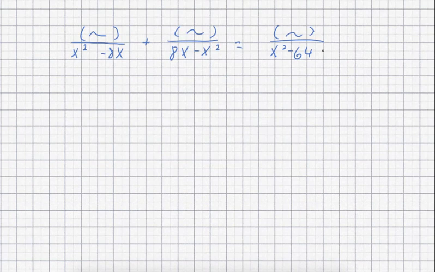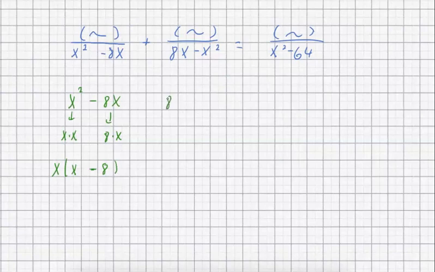Okay, so the first one, x times x. Yeah, so let me write it here. The first one is x times x, correct? 8, then 8 times x. So it would be x on the outside. And then x minus 8. Great.